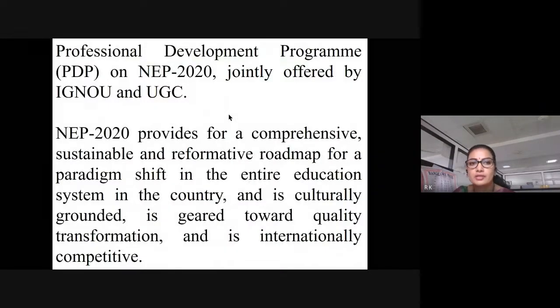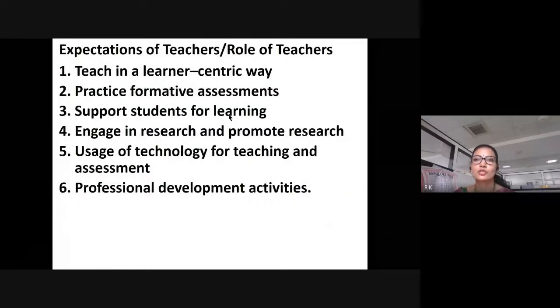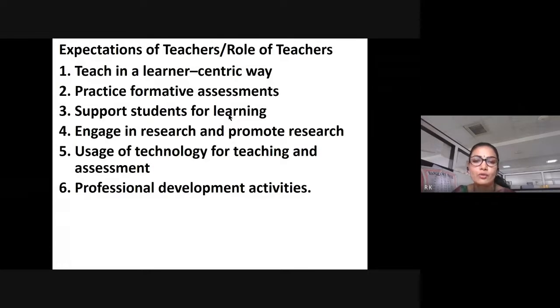In the upcoming scenario, PDP is one of the programs promoted by NEP 2020, which is jointly offered by IGNOU. All of you can register for this. Wonderful programs and modules are being put forth, and it provides a comprehensive, sustainable and reformative roadmap for a paradigm shift in the entire education system in the country. You might think that so many things are being put in NEP, but I will tell you in a very simple way. These are the 6 steps which, if we are able to adopt in our day-to-day life, make us the leaders for the future.